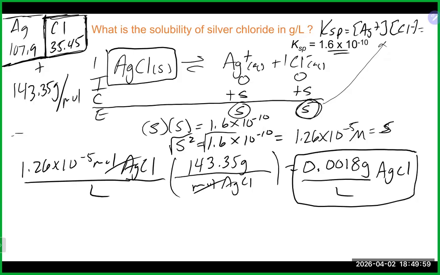Is that a lot? That is not a lot. You basically can take 0.002 grams of silver chloride and get it to dissolve in 1,000 milliliters of water. That is why we normally consider silver chloride to be insoluble, right? Because you cannot get a lot of it to dissolve under normal conditions. Question on that.